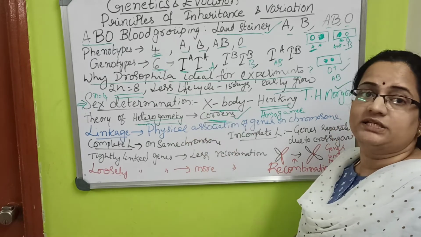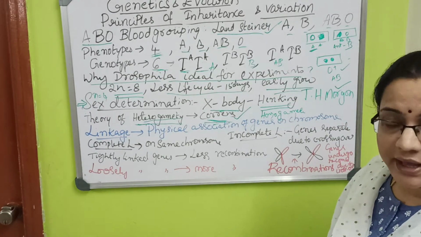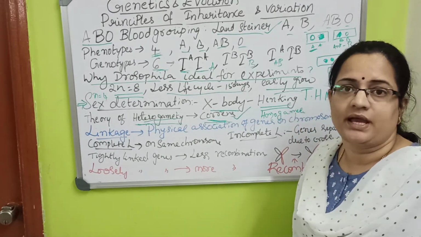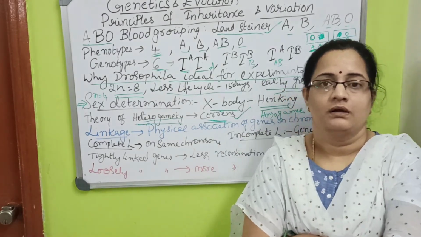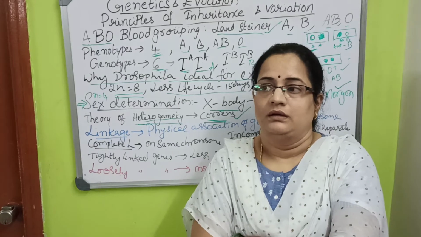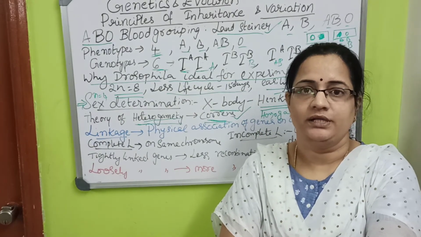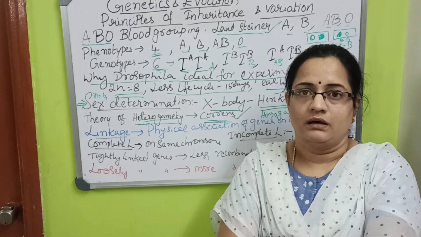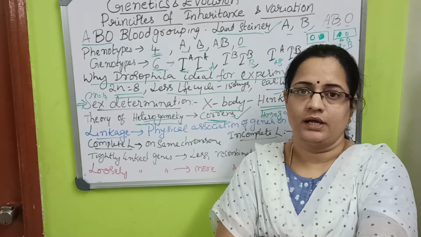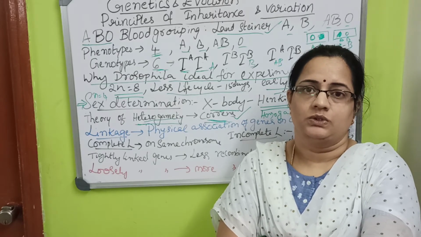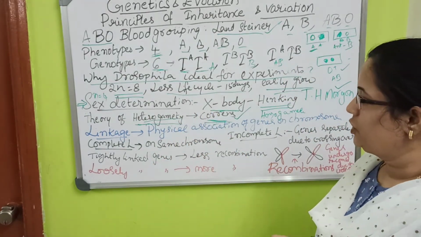Even in sex determination, suppose it is a human being. I have told already about autosomes and allosomes. In humans there are 46 chromosomes, 23 pairs. The autosomes are 22 pairs and the allosomes are 1 pair. So X and Y will come under the sex determination of human beings.